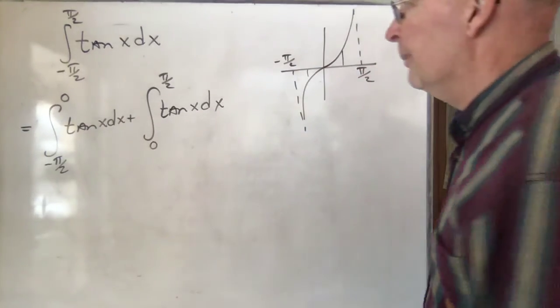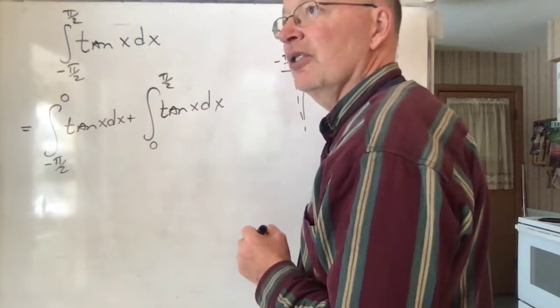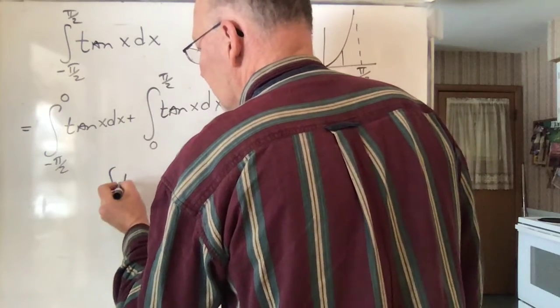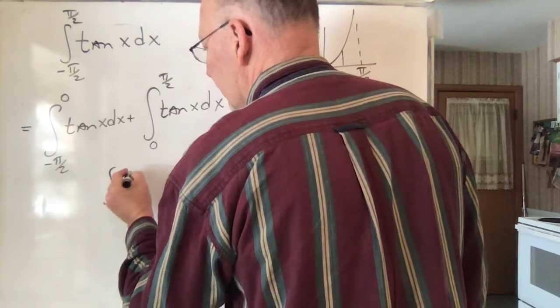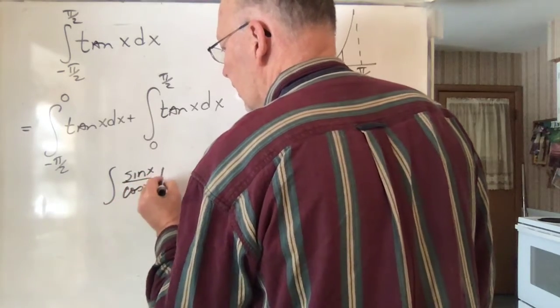So let's see what happens. So first of all, what's the antiderivative of the tangent? Let's see. Let's just go ahead and do it. Tangent, of course, is the what? The sine over the cosine dx.